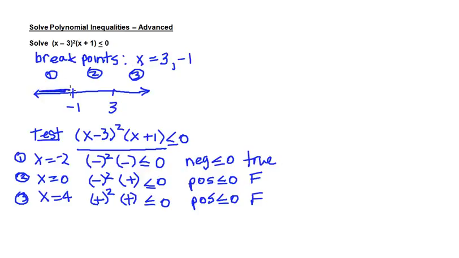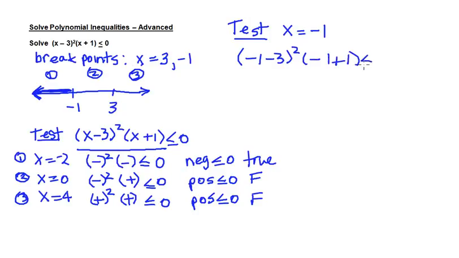So I'll shade this. And while we know that the points within this interval are true, we also need to test the breakpoints, which include not just the endpoint of this interval, but also the breakpoint which appears when x is equal to 3. So let's go back and test those 2 points in the original inequality. And when I plug the point x is equal to negative 1 into the original inequality, I get that (-1 minus 3) whole thing squared times (-1 plus 1) less than or equal to 0.